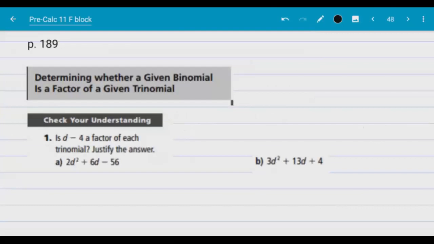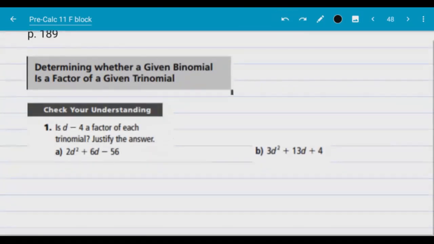To determine whether a given binomial is a factor of a given trinomial. Now, we are trying to figure out whether d minus 4 is actually a factor of this trinomial. I will go a different route compared to how it was done in the book, because I just feel that it's easier if we just factor and figure out whether d minus 4 would come out as a factor when we do the factoring. Now, I know I said the word factor a lot of times, so this is what I mean. All right, so let's just try to factor this for now.